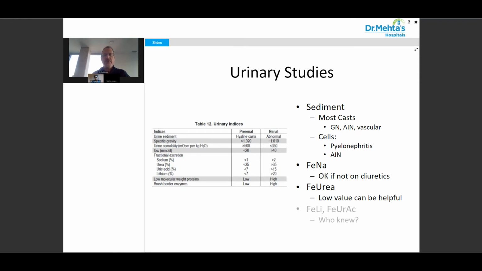And I didn't know you could do a fractional excretion of lithium or uric acid. Who knew? But people have published on that. If you have availability to look at lithium, good for you. We don't have it here.